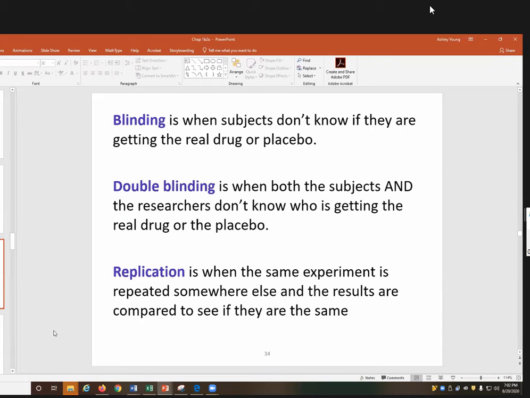So blinding is obviously super important. You should not know whether you're getting the real drug or not. Double blinding is also really useful because the researcher might accidentally react in a way that tells you whether or not you're getting the real drug, and you don't want to know that.